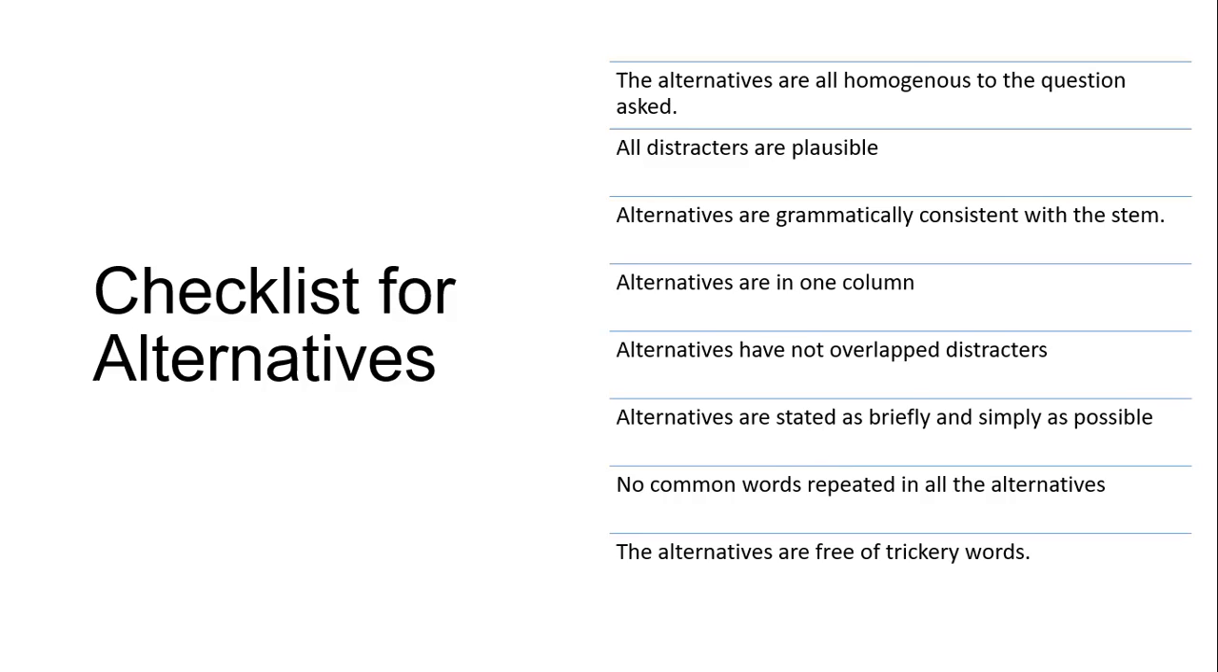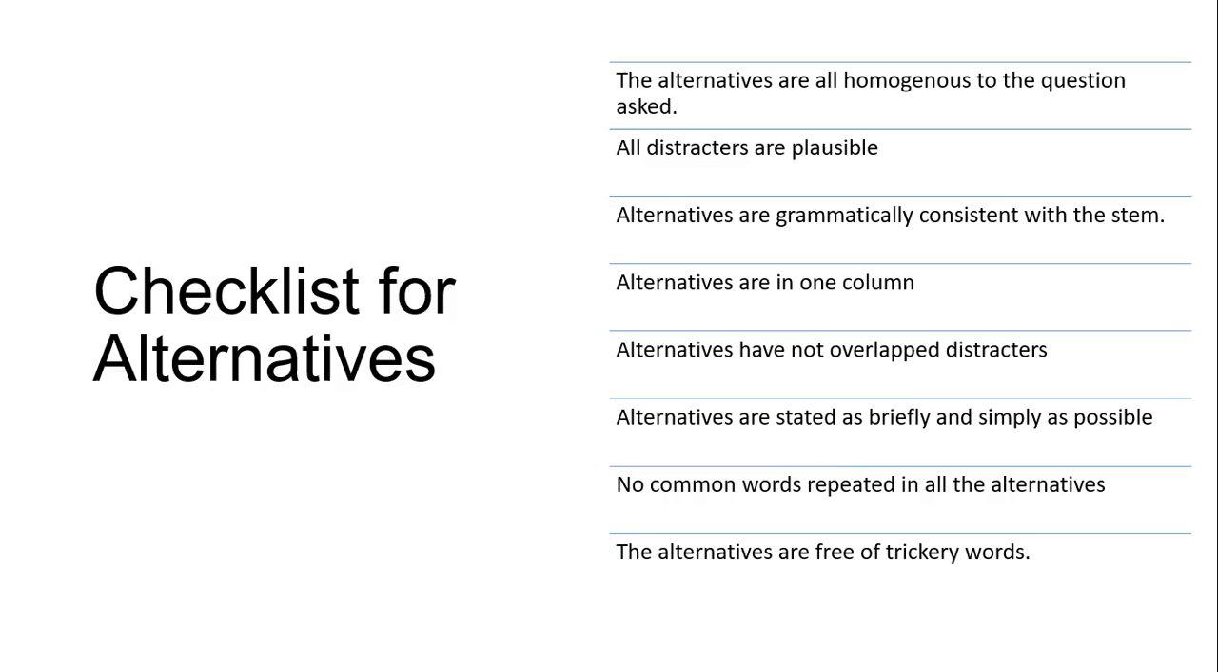Then alternatives have no overlapped distractors. For example, if you ask about age group or reference range, you can say from 10 to 30. Then the second one from 15 to 30. And the third one from 25 to 35. So there is overlapping of distractors.